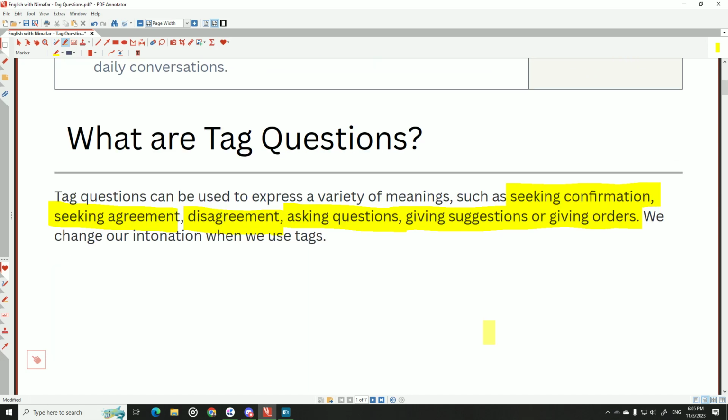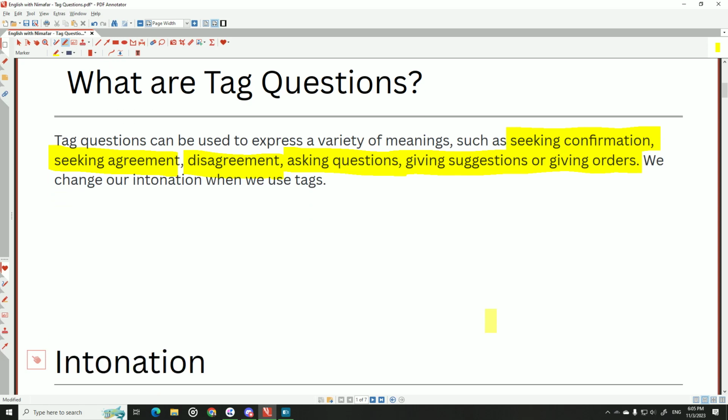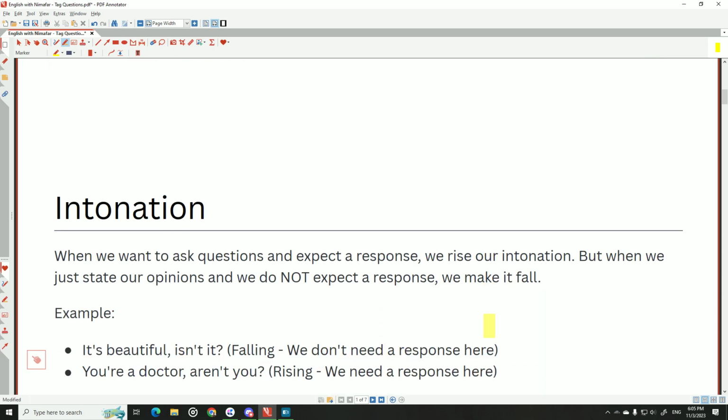And intonation in this grammar is really essential, plays a key role. Intonation means your sound. For example, when you speak like that, it gets attention. But when you speak like that, it's not very attention. We will talk about this. When we want to ask a question and expect a response, that's a key word here. You expect a response, you raise your intonation. But when we just want to state our opinions and we do not expect a response, we make it fall. We say rising and falling intonation.